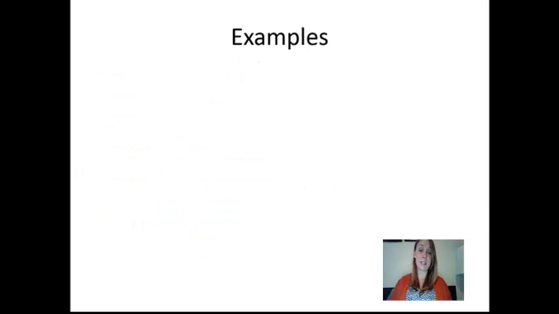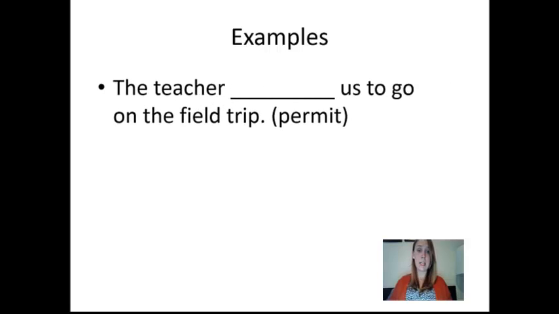Let's look at some examples together. The teacher blanked us to go on the field trip. I want to take the word permit and put it into the past. So here I'm going to go ahead and add in a double T and an ed because I see an I and a T, so I need to add another T and an ed. The teacher permitted us to go on the field trip.